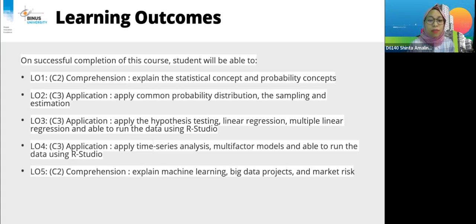And the fourth is to apply time series analysis, discussing the multi-factor models, and being able to run the data again using RStudio. And then the last but not least is to explain machine learning, big data projects, and market risk. This is actually a topic which you have known about as artificial intelligence. So actually, machine learning and big data projects are part of it.